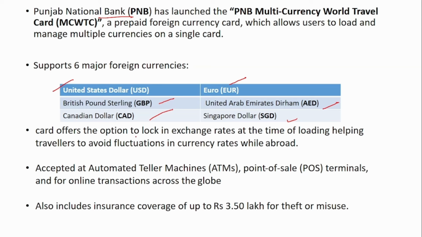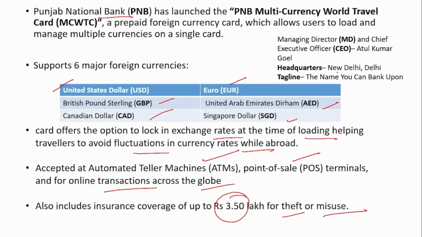The card offers the option to lock in exchange rates at the time of loading, helping travelers avoid fluctuations in currency rates. Where can this be used? It can be used at ATMs, point of sale terminals, and also for online transactions across the globe. Along with it, insurance coverage of around 3.5 lakh is provided for theft or misuse. So these are the various features of this travel card.